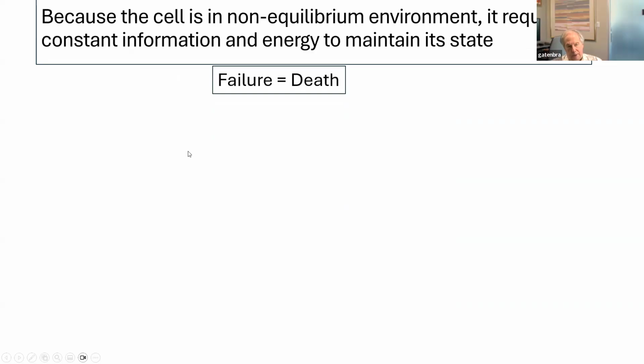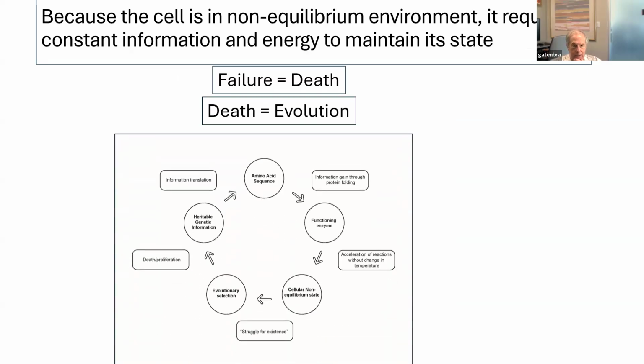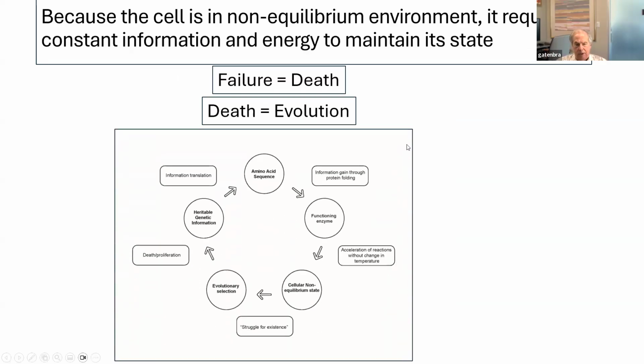And because of this non-equilibrium state, failure equals death, and death equals evolutionary selection. And so this is the equivalent. Now, what this model suggests is that evolution is not quite the same selection forces that is typically viewed, in that it's selecting genes.